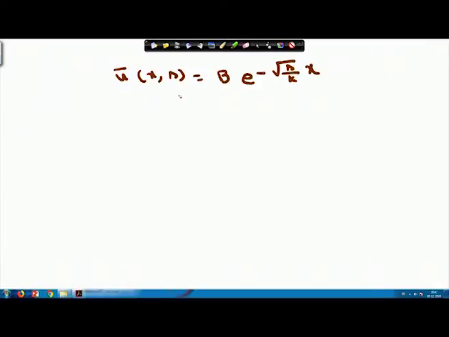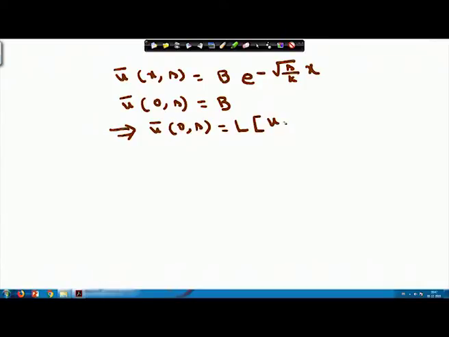Now I have to find out the value of b also. Since u bar 0 s equals b, which implies what? U bar 0 s means the Laplace transform of u 0, where u 0 is constant, so you can bring it outside the Laplace transform of 1, and the Laplace transform of 1 is 1 by s. Therefore, u bar 0 s is equal to u naught by s.